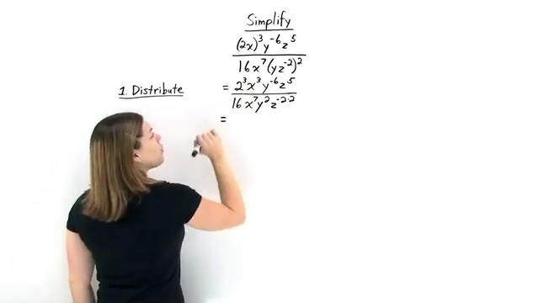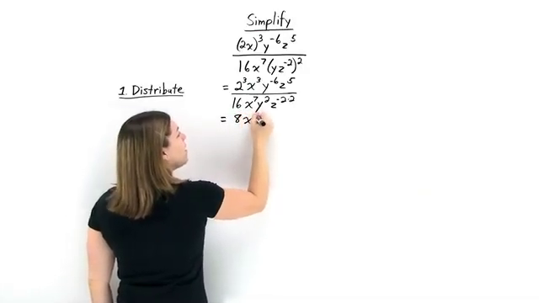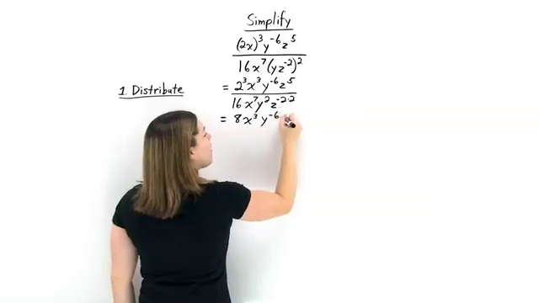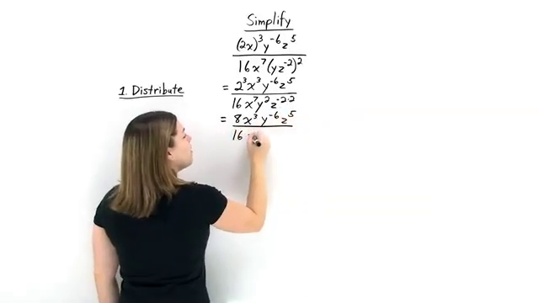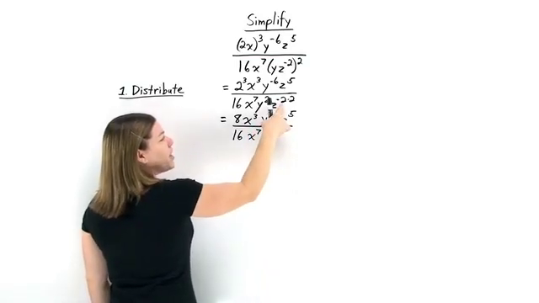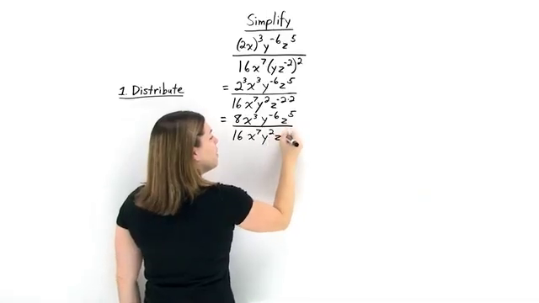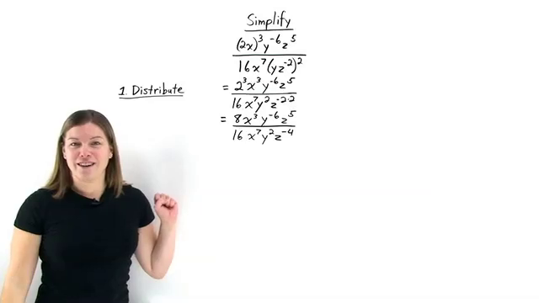Now let's simplify this a bit. If we take 2 to the third, that's the same as 2 times 2 times 2, which is 8. Then again, we rewrite everything else in the numerator. In the denominator, we look at z. In the exponent, we want to take negative 2 times 2. That gives us negative 4. So we have z to the negative fourth power.